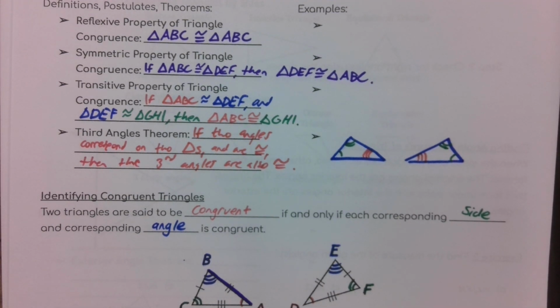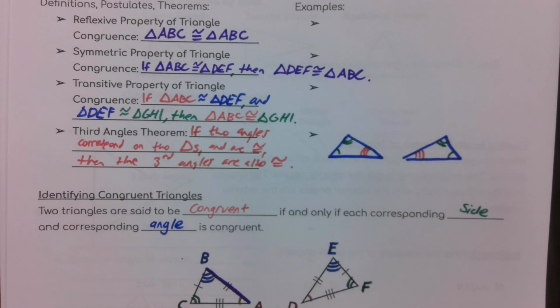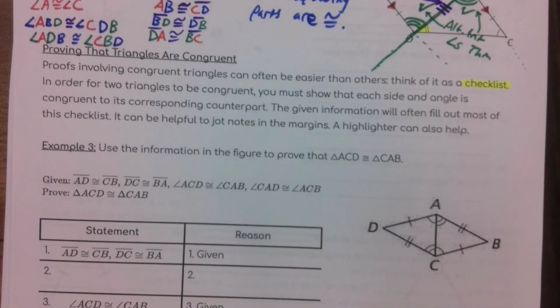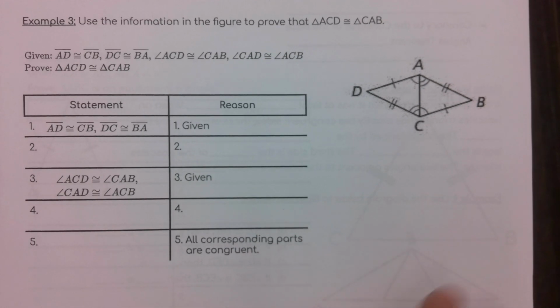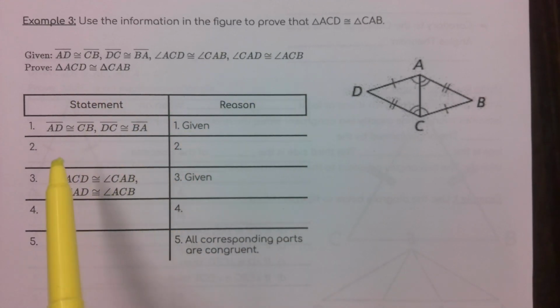So now we've shortened our checklist down. We don't need to prove that 3 sets of sides and 3 sets of angles are congruent. We need to show that 3 sets of sides and 2 sets of angles are congruent. Once we find two of them that are congruent, we can prove the third one using the third angles theorem. That's going to help us a lot in this example down here. So pause the video here. I want you to try and see if you can use this checklist to see what's missing and fill in the proof. Pause the video and give it a shot.